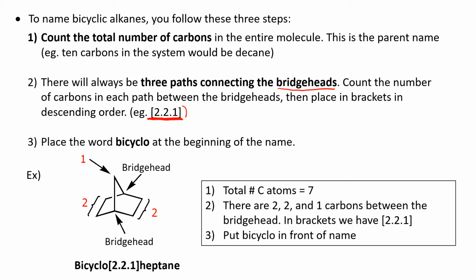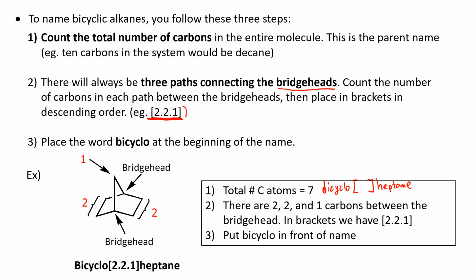Step 1, let's count the number of carbons in our bicyclic molecule. 1, 2, 3, 4, 5, 6, 7. So that means that I'm dealing with some type of bicyclo something heptane. All right, step 2, we need to identify the bridgeheads and count the number of carbons between each path.